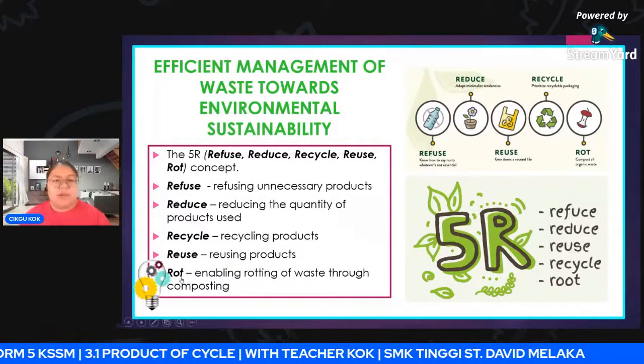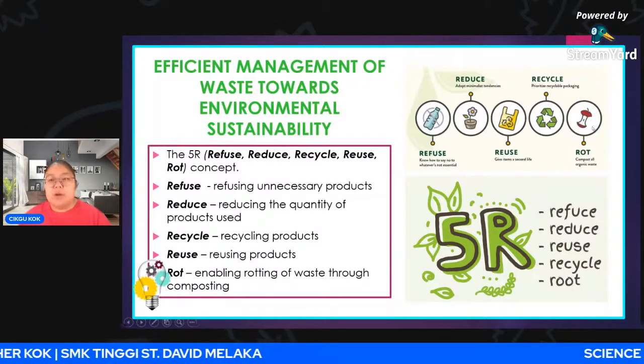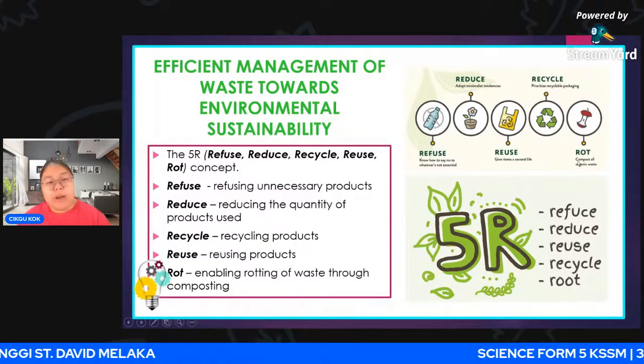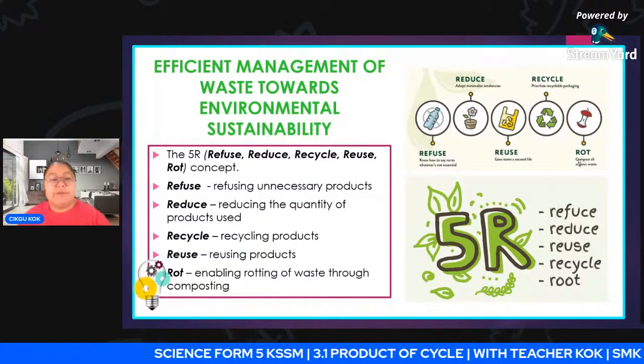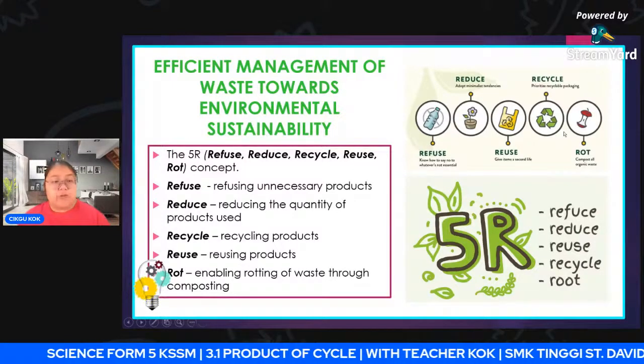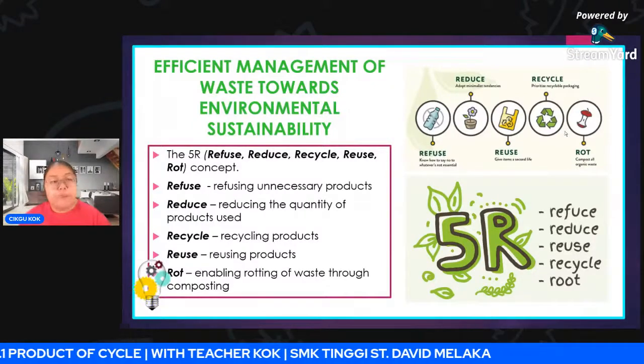And the last one is the reuse. Reuse is enabling the routing of the waste through the composting. So this one is normally the waste, organic waste. After that, we can use it for plantation, as a fertilizer for the plant. So this one we call reuse. So remember the 5R, they can reduce the carbon footprint.